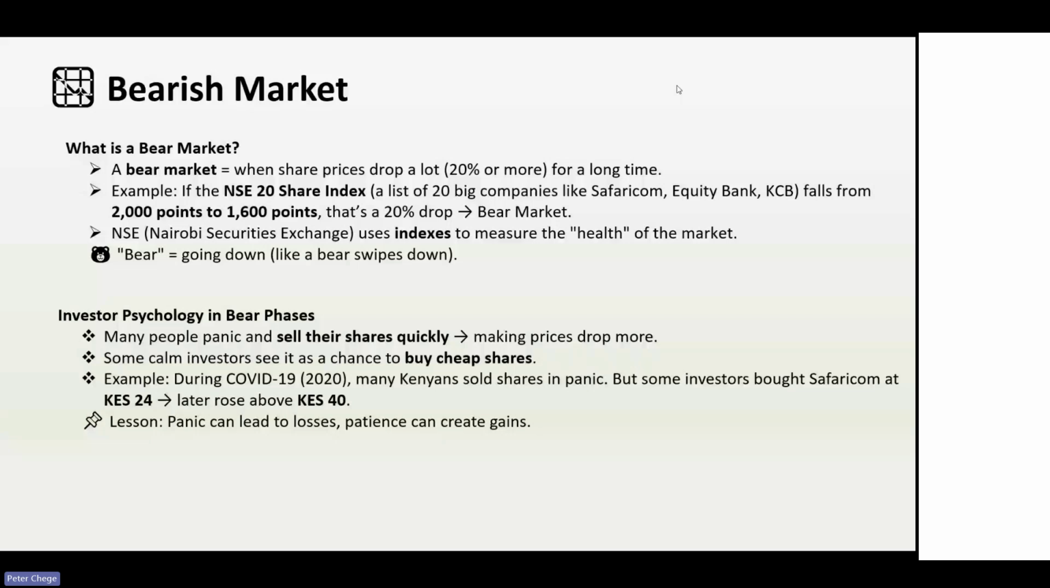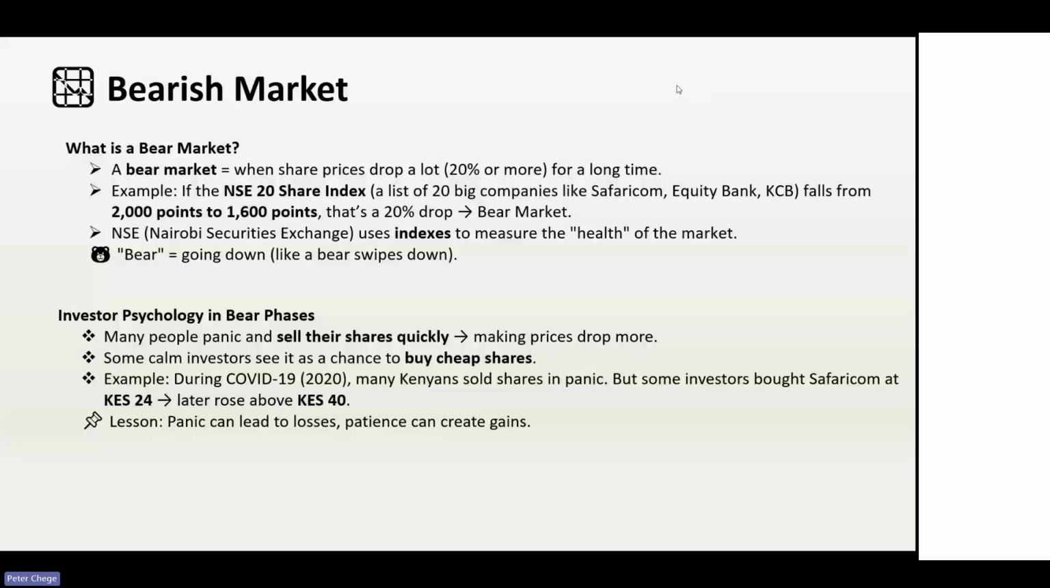And you can always tell that not by looking at individual stocks, but by looking at the NSE share index. We have several NSE share indices. There is NSE 10, NSE 20, NSE 25, and NASI, which is the NSE All Share Index. The most active one currently is NSE 20. It contains a list of 20 big companies in NSE.